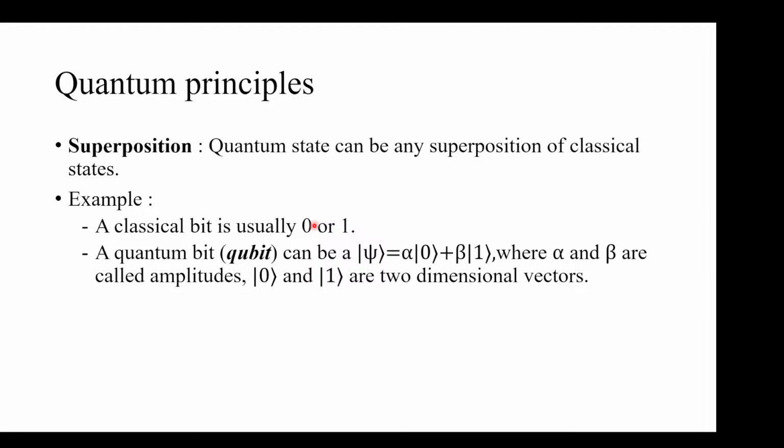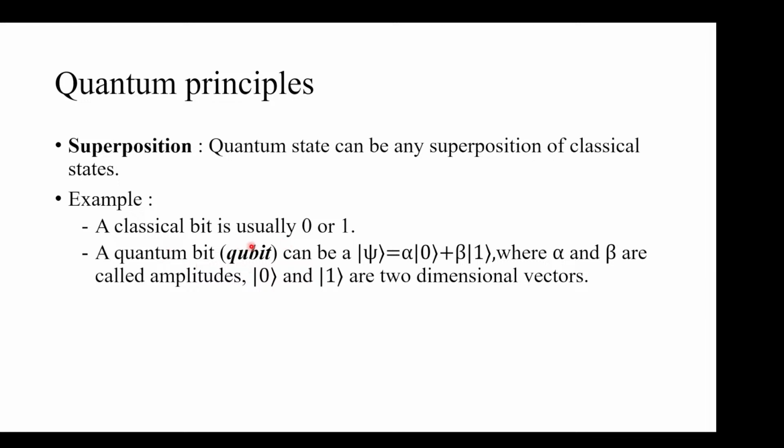As we say, a quantum state can be in superposition, and a very famous example is a qubit. A classical bit is either 0 or 1. It's basically the smallest amount of information you can store. And a qubit can be any arbitrary superposition between 0 and 1.